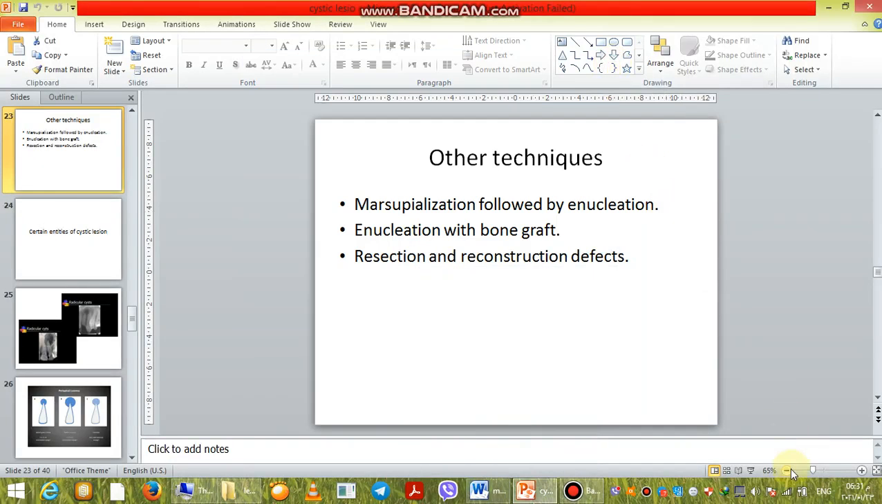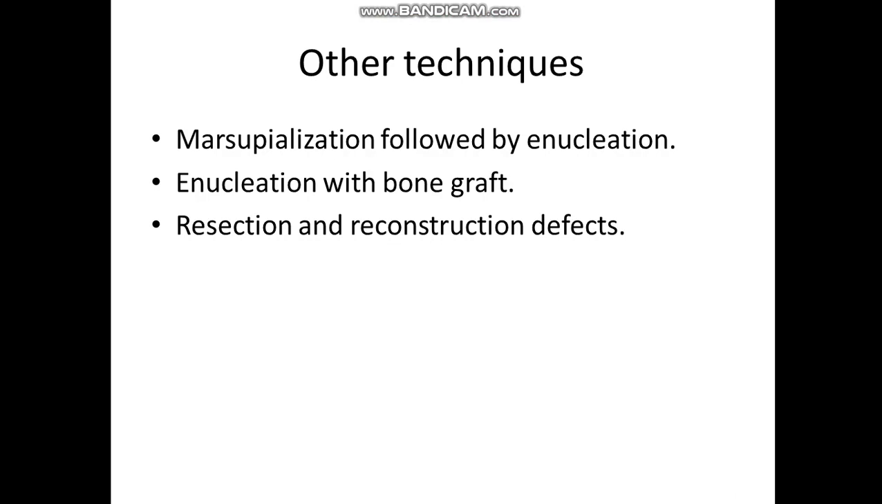So another technique for treatment of cystic lesions of the jaw includes marsupialization, which is conservative treatment actually, followed by enucleation, which means a second surgery. So here, if the cystic lesion is large enough, we can use marsupialization. When the cystic lesion decreases in size, we can use enucleation to remove the entire cystic lesion.